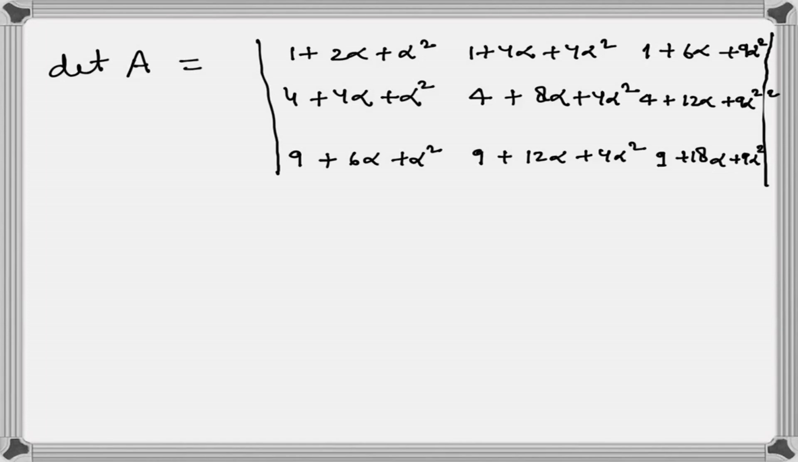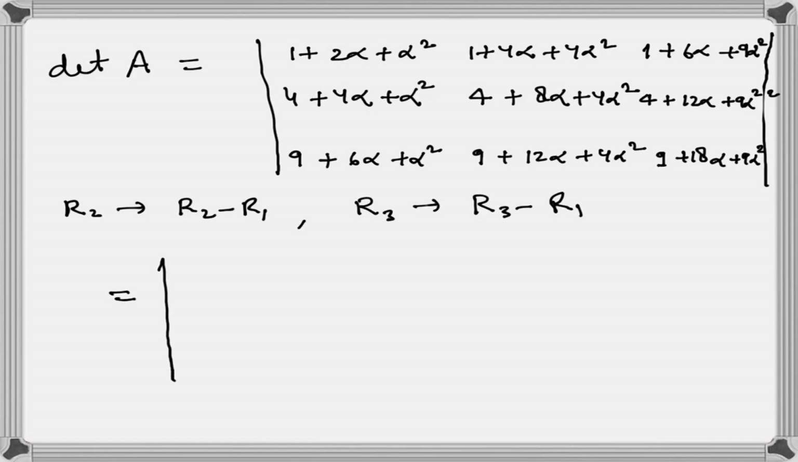So let's try to simplify it. We'll make some elementary row operations. I will apply R2 goes to R2 minus R1, and R3 goes to R3 minus R1. As we know, with these elementary row operations the determinant doesn't change. There is no change in the first row: 1 plus 2 alpha plus alpha square, 1 plus 4 alpha plus 4 alpha square, and 1 plus 6 alpha plus 9 alpha square.